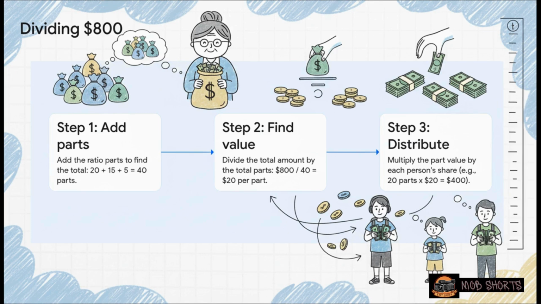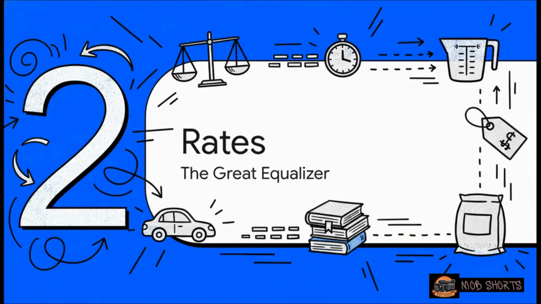Now we just distribute it. The 20-year-old gets 20 parts, so 20 times $20 is $400. The 15-year-old gets 15 parts for $300, and the 5-year-old gets 5 parts for $100. It all adds up to $800. Perfect. Totally fair division. Okay, now let's build on that with our second tool, rates. If ratios are for comparing 2 similar things, rates are what we use when the units are different.